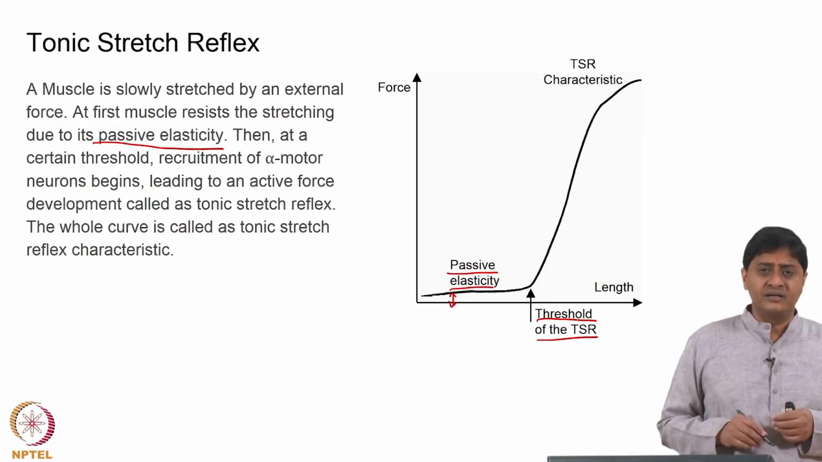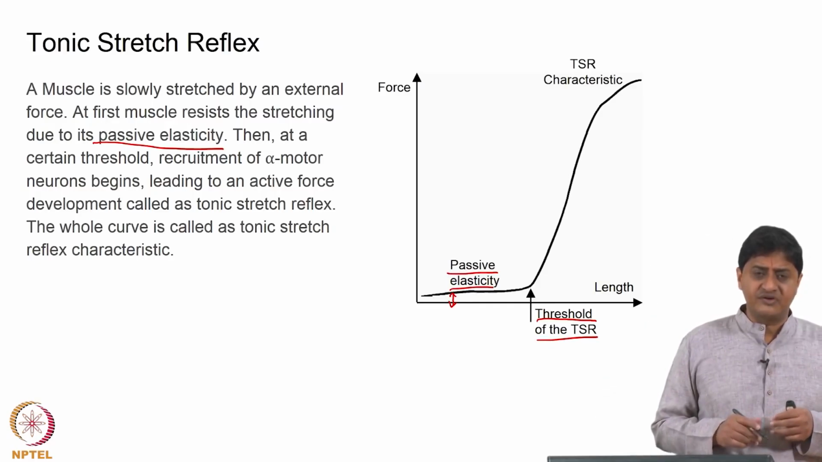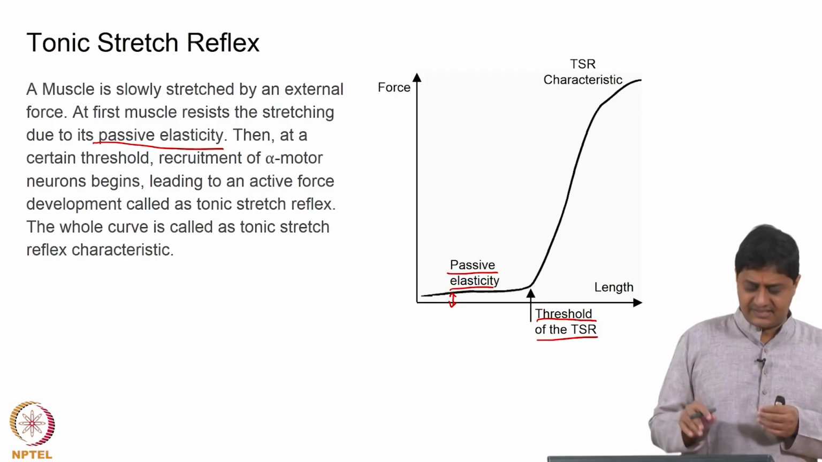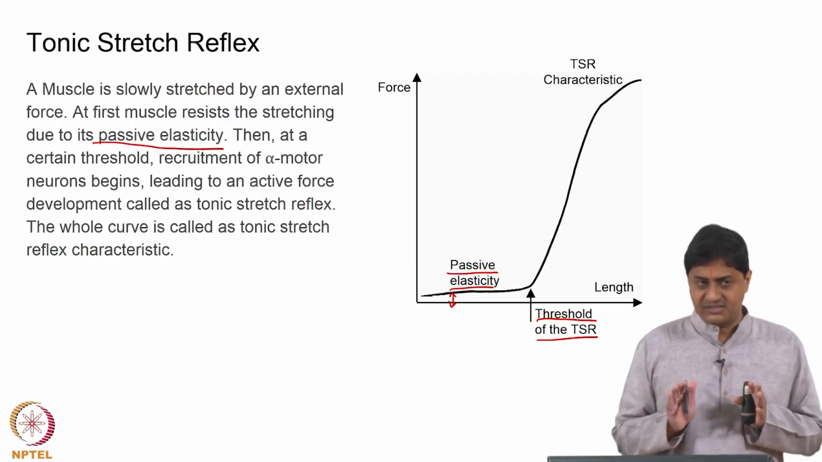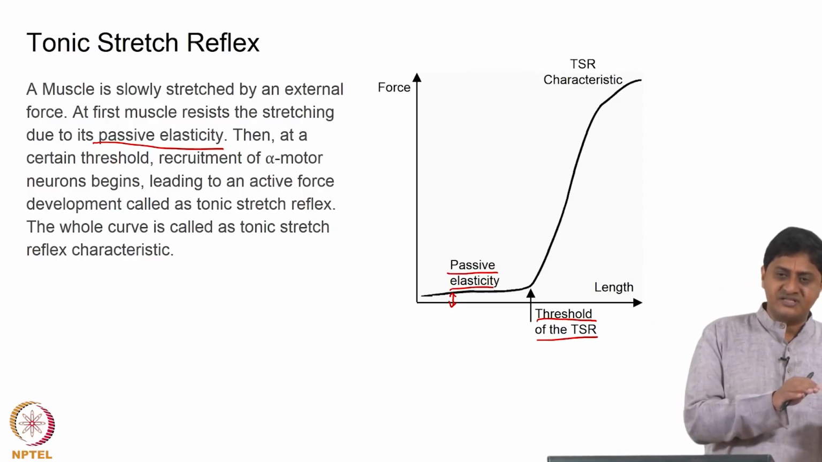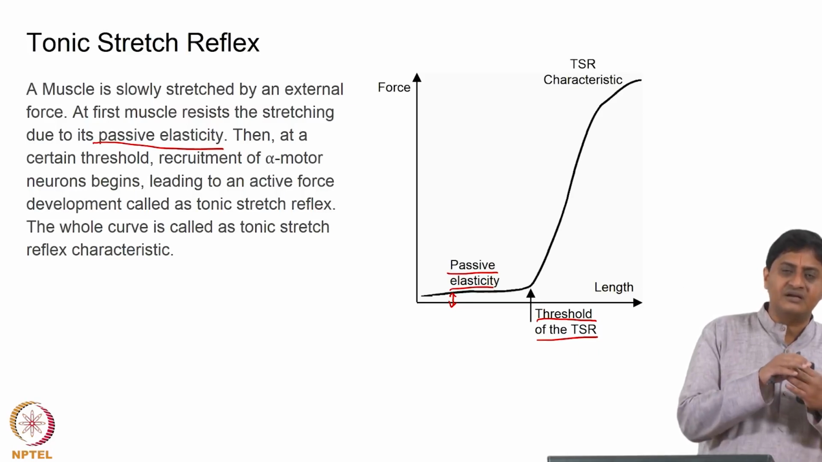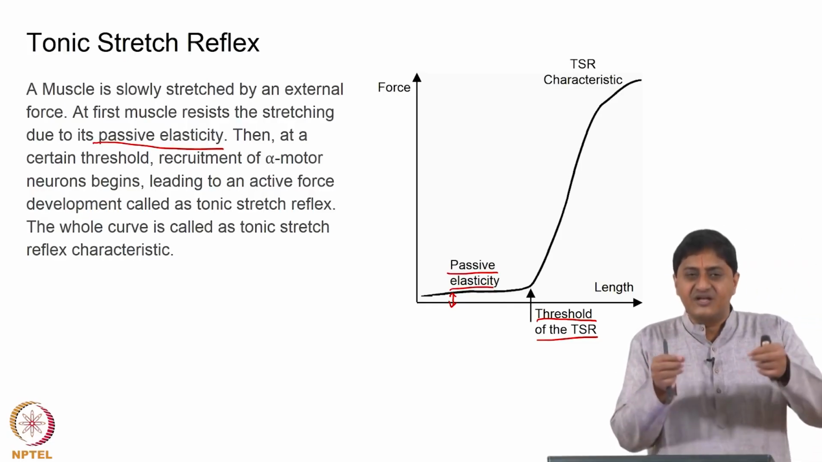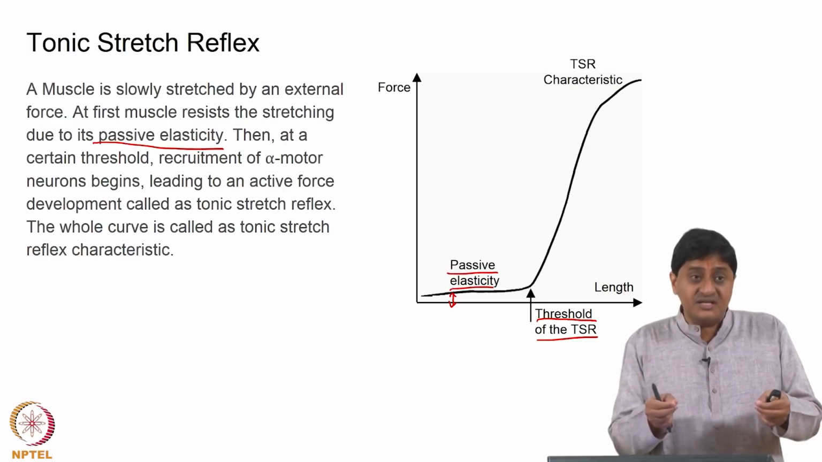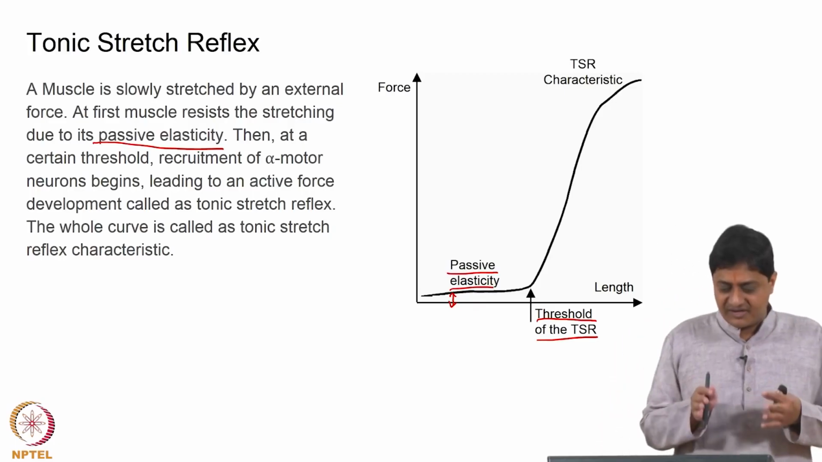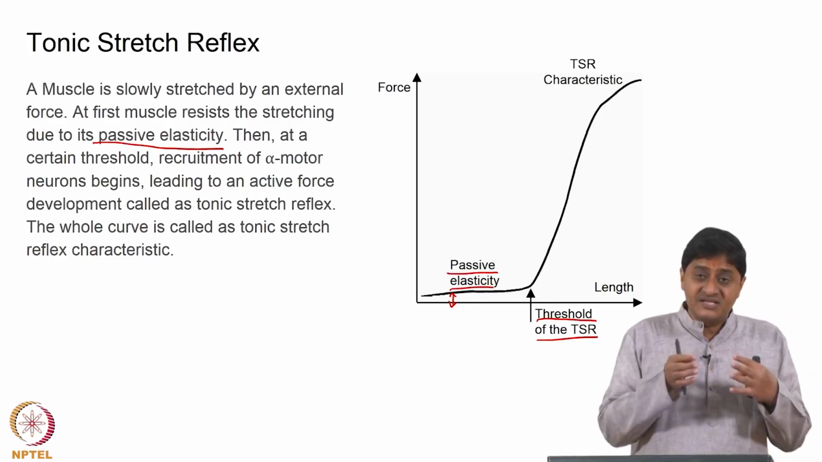there is going to be a response in terms of recruitment of alpha motor neurons, which actively resist. Now, let us remind ourselves of the difference between passive resistance and active resistance. Passive resistance is coming from the muscle alone. This will happen even if the muscle is not innervated by a neuron. Even if it is isolated, when I am stretching there is going to be a resistance to that stretch offered by the material. This is what we call passive elasticity.